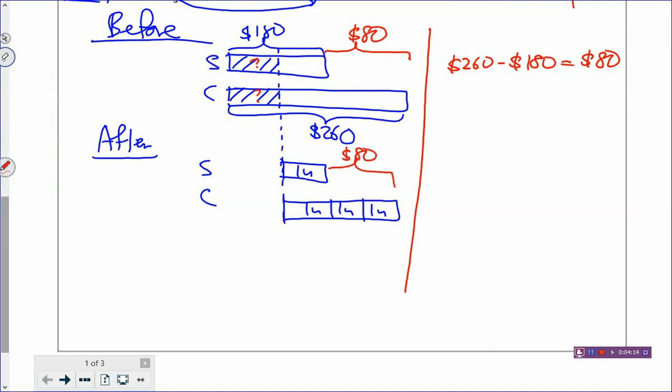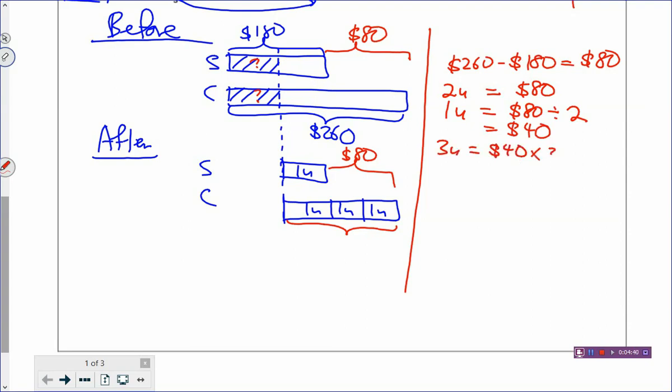Then you can see that Claire has 2 units more than Sarah in the after. So 2 units more is also $80 more. So 1 unit will be 80 divided by 2. So your 1 unit is $40. Once you can find 1 unit, you can find many things. You can find Claire has how much money in the end, which is 3 units. And that will be 40 times 3. So Claire has $120 in the end. And Sarah has 1 unit in the end, which is 40. And then you can fill in the before boxes as well.